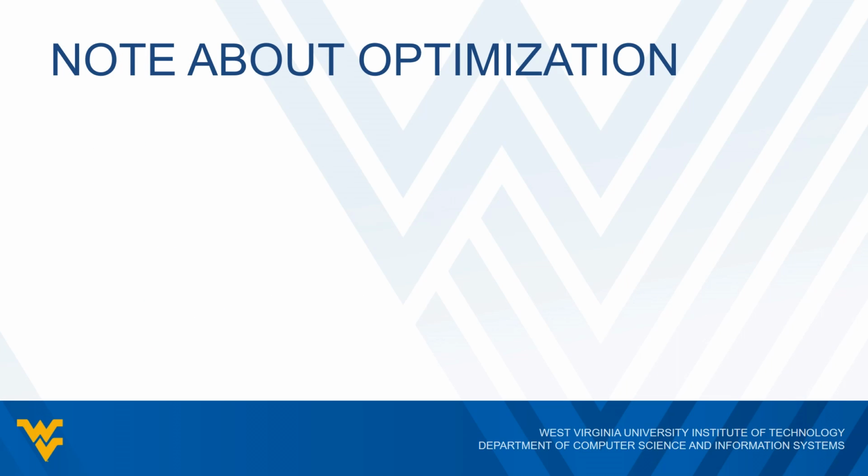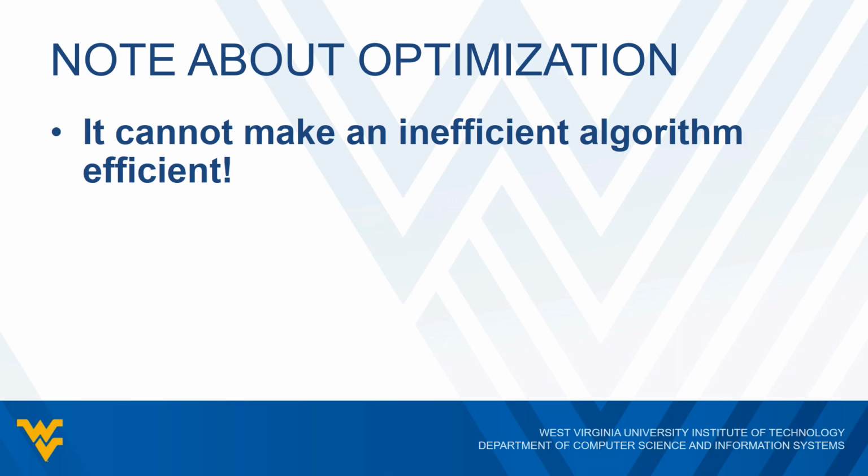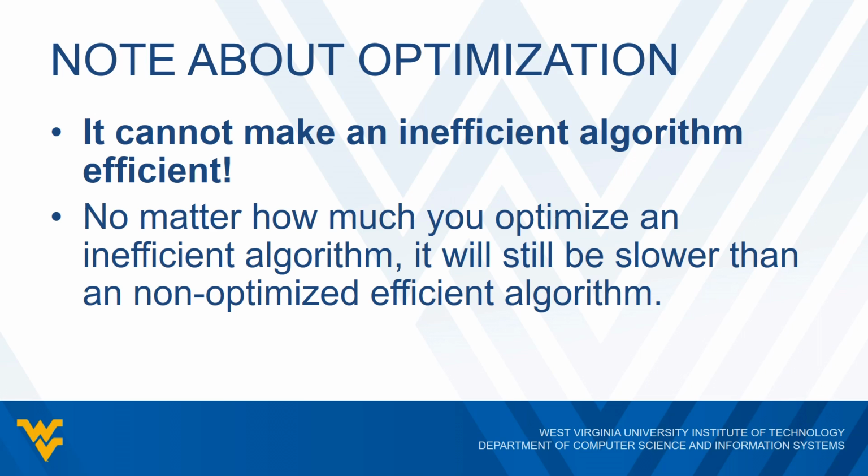We'll finish the lecture by going over one extremely important fact about code optimization. It cannot make an inefficient algorithm efficient. Sorry, it's not going to happen. As we talked before about algorithms, the efficiency of an algorithm is an inherent characteristic of its structure. It's not something that is programmed in by a programmer. It's not something that is optimized by a compiler. It doesn't matter how much you optimize an inefficient algorithm, it's always going to be slower than a non-optimized efficient algorithm.